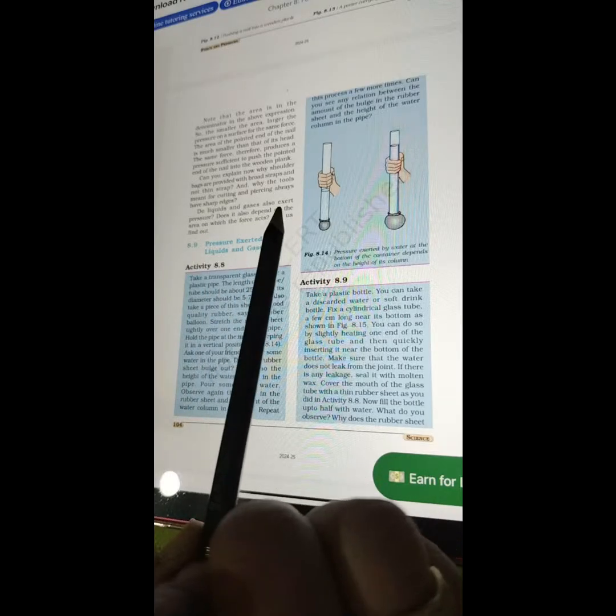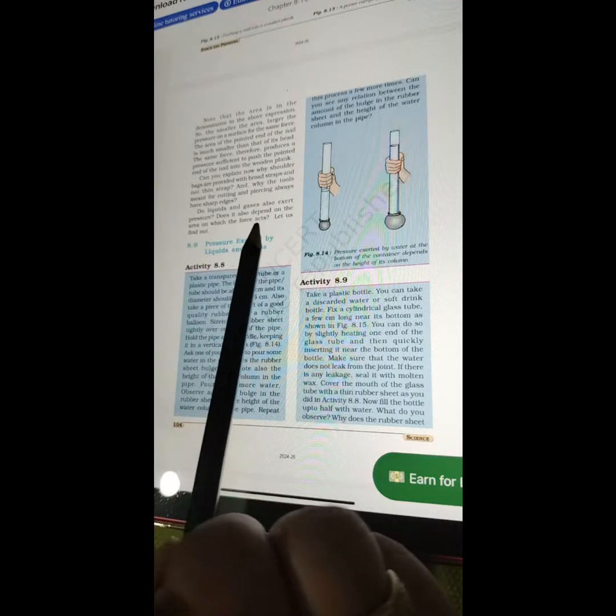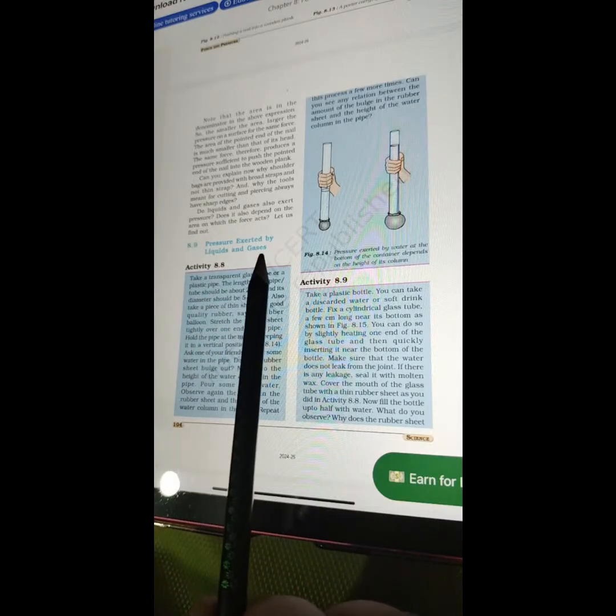Do liquids and gases also exert pressure? Does it also depend on the area on which the force acts? Let us find out. 8.9 Pressure exerted by liquids and gases.